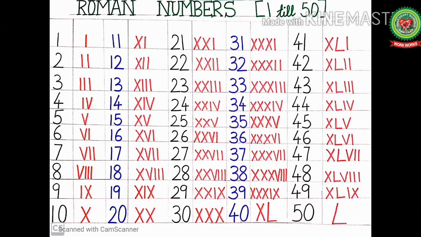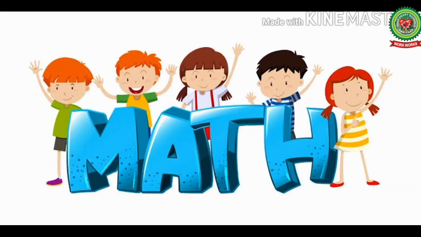Finally, we have learned how to write Roman numbers from 1 till 50. I hope kids you have understood how to write the Roman numbers. Now complete the pages that have been given to you in your SNAP homework.